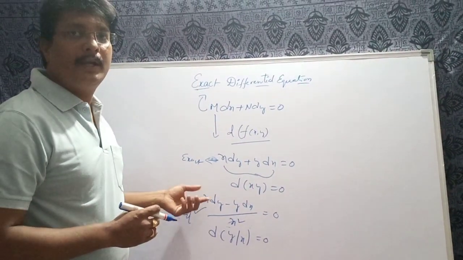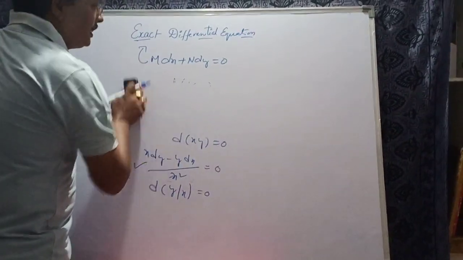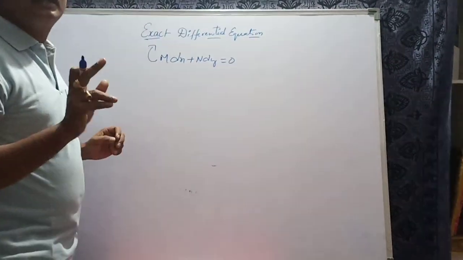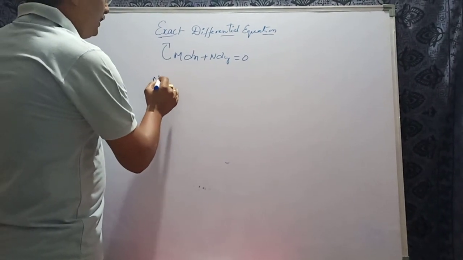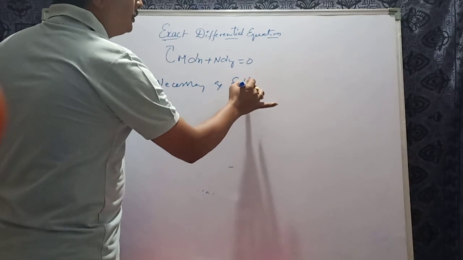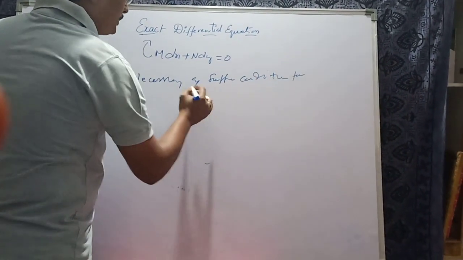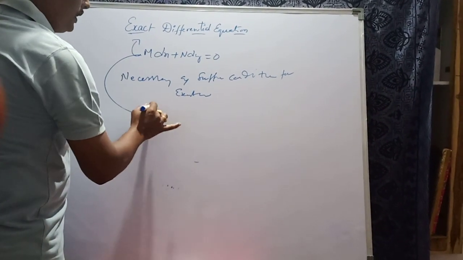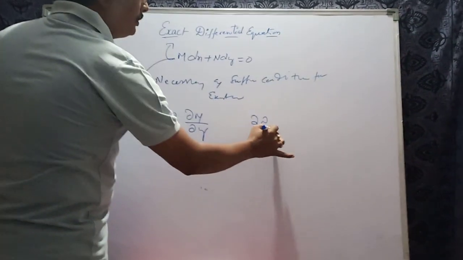But the function may be a complicated function. Then we cannot find it directly, so we use a necessary and sufficient condition. This is not a definition. This is the condition for finding exactness, the necessary and sufficient condition for exactness. So you calculate dou M by dou y and dou N by dou x.